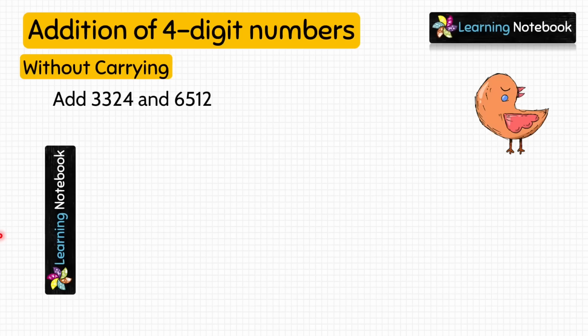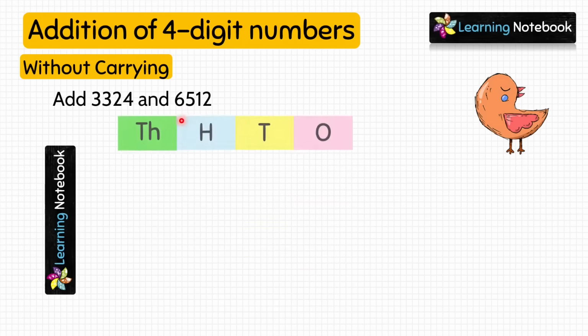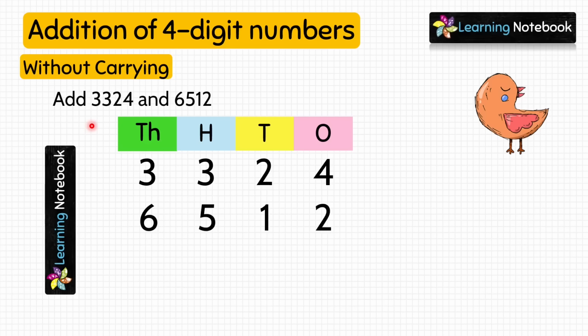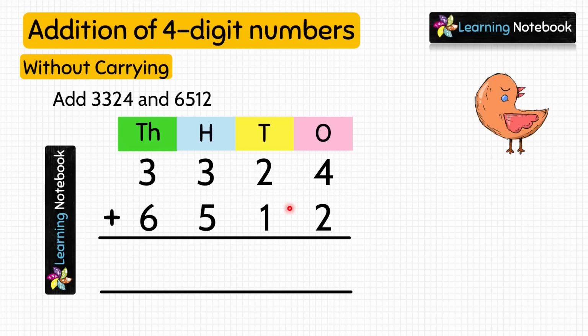Let's add these two four-digit numbers 3324 and 6512. So first we will write them in column form as shown here. And then we will start adding them from ones place. So 4 plus 2 equals to 6. Next, add the digits at tens place. 2 plus 1 equals to 3.